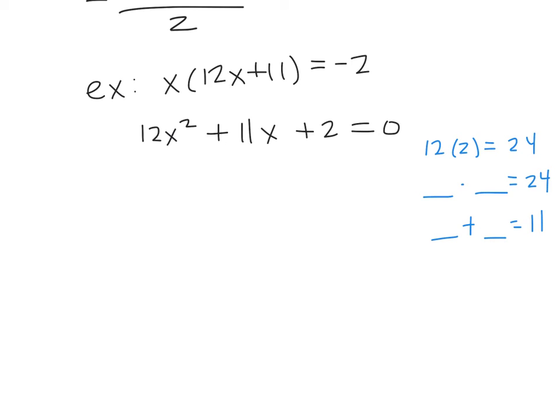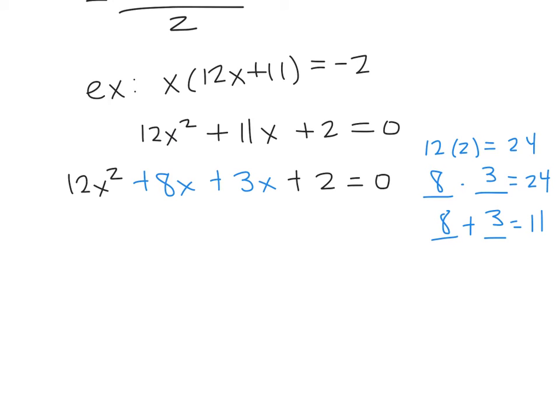Okay, so if we run through the possibilities, there's 12 times 2, and that's not going to work. There's 6 times 4. That doesn't work for us. And there's also 8 times 3. Well, 8 times 3 will equal 24, and 8 plus 3 will equal 11. So we rewrite, replacing that 11x with plus 8x plus 3x. And then we've got the plus 2. Again, it really doesn't matter what order we put those in.